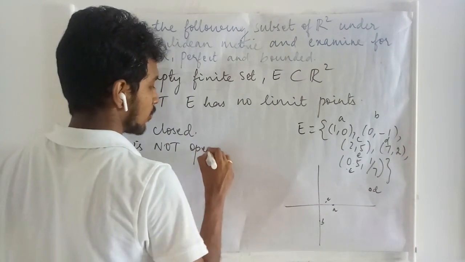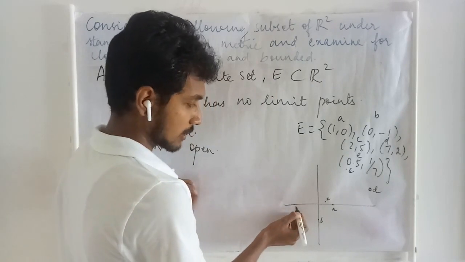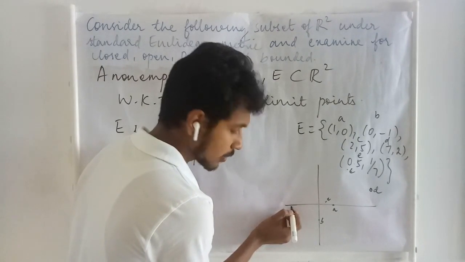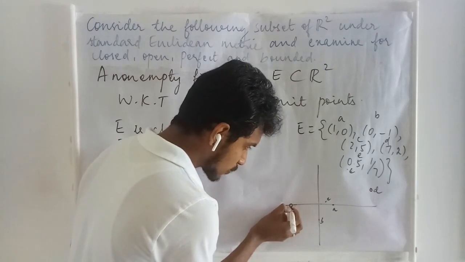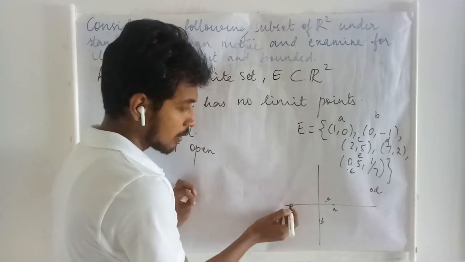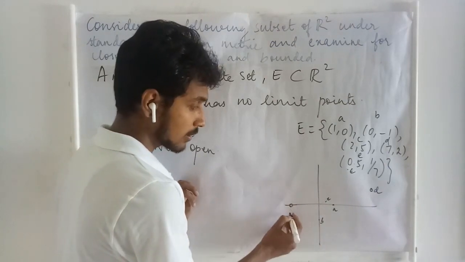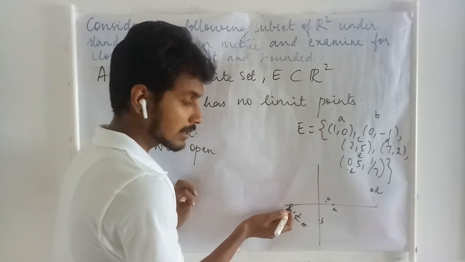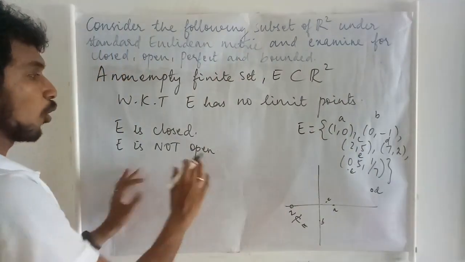Suppose some of you may ask, why can't I choose a point very close like this? This is also possible. Just identify the distance between them. Even if you choose some neighborhood which collects this point, only this point is a member of the set, but this neighborhood has many other points which are not members of the set. So you cannot say this neighborhood is contained in E. This N has many other points which are not present in E. Therefore, this set is not open.